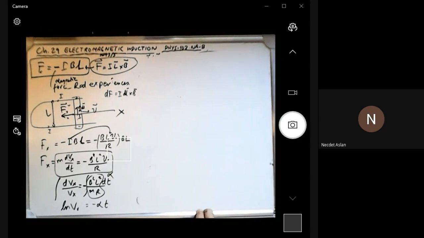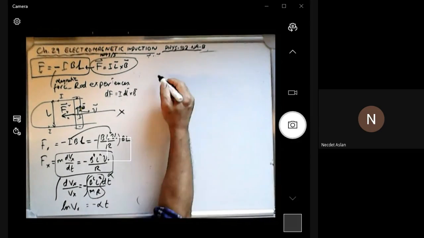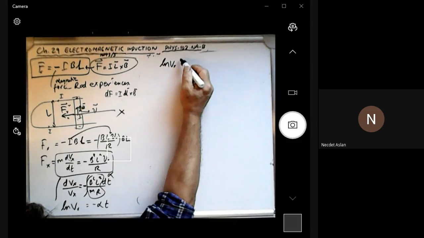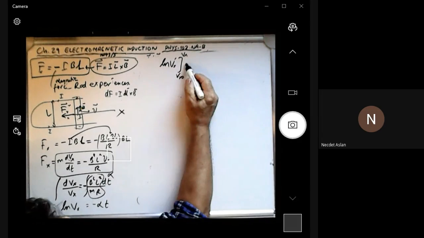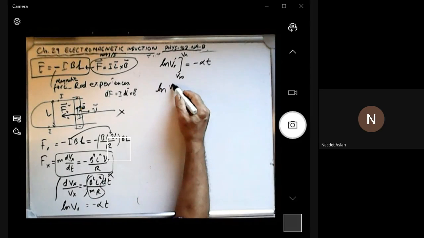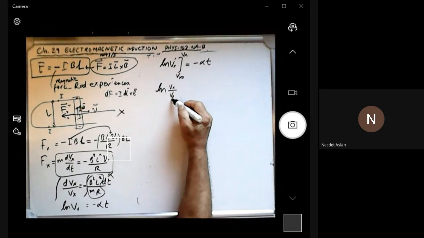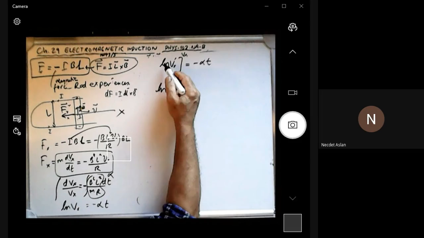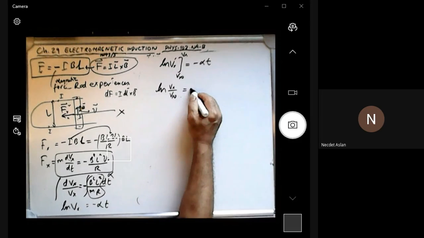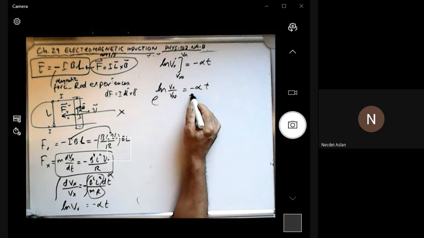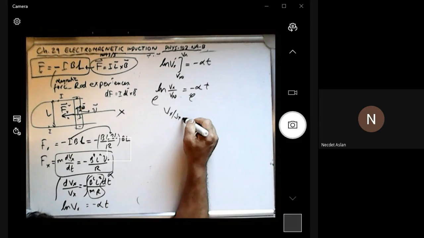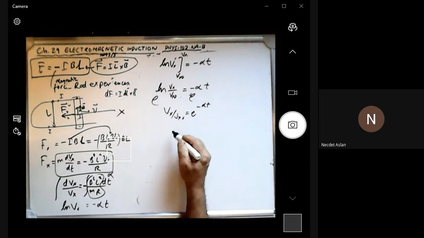So here we have ln Vx from Vx0 to Vx, of course you need a prime there, is equal to minus alpha t, so that ln Vx over Vx0, the difference in the logs is the log of the ratio, as you will remember, equals minus alpha t. From this, if you take e to the power of both sides, you get Vx over Vx0 equal to e to the minus alpha t. Or from this, we get Vx equals Vx0 times e to the minus alpha t.